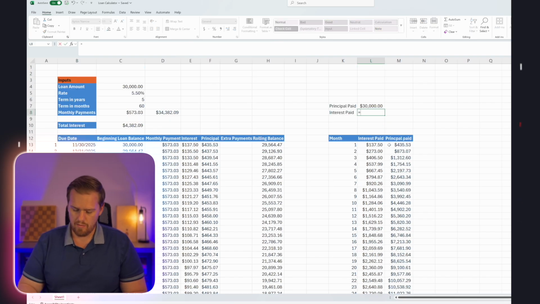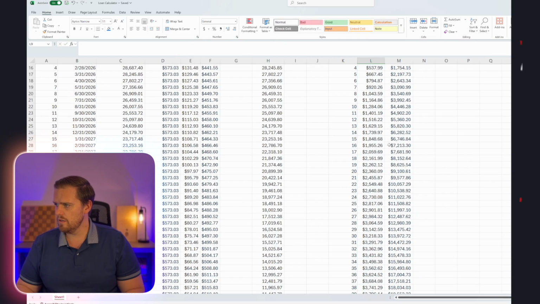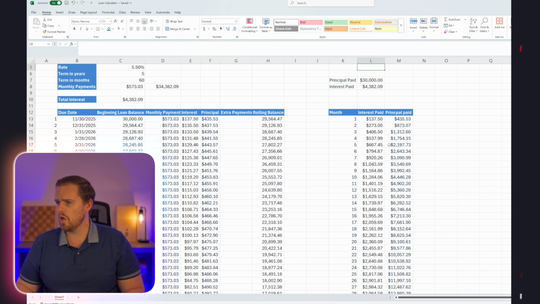We're going to do the same for our interest paid, max, and shoot that all the way down. And we get $4,382.09. And that ties out to our total interest paid. Very cool. Now let's go ahead and take a look at the power of paying extra payments every month.